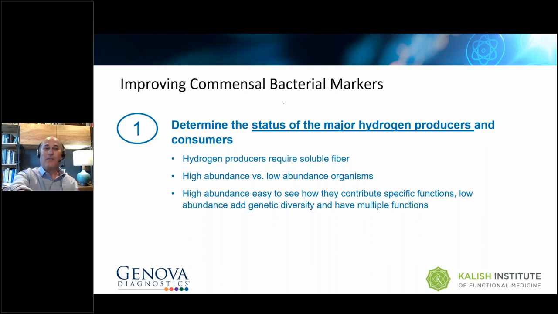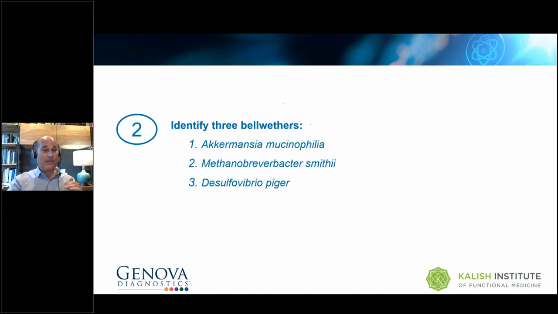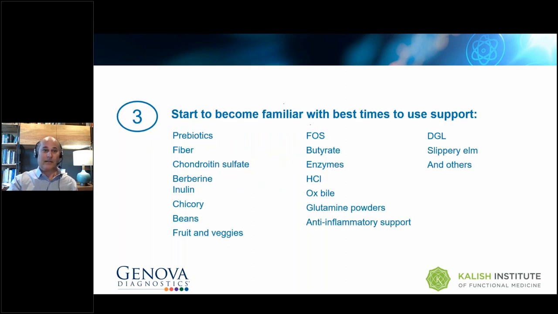But anyways, so improving commensal bacterial markers. Determine the status of the major hydrogen producers and consumers. Seems like a good idea, right? There's three bellwethers. These are super important markers on here that you should just know. Akkermansia, Eosinophila, Methanobrevibacter smithii, and D. piger. And, you know, this is like a couple of years of study. We're just going through this again, introducing you to the topic, right?